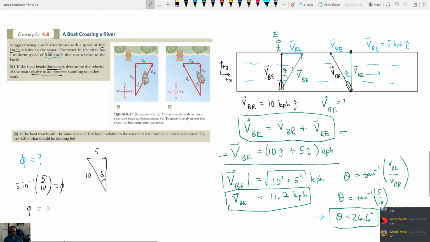And I think this is going to be something like 22 probably, or something like that. I don't know. Let's see. Wait. 5 over 10 is a half. So it's going to be 30, right? Yeah, it's 30. I'm being silly. Thinking about a problem from the other textbook. This is from a different textbook. 30 degrees. There we go. And that's relative velocity.